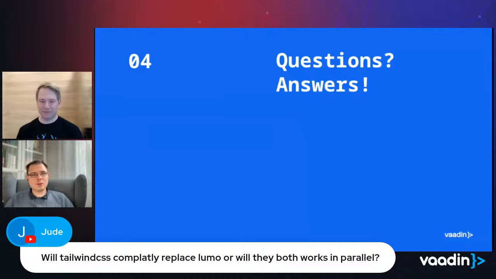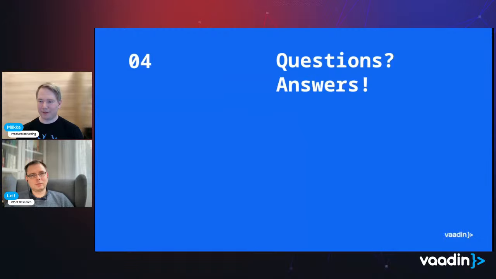At the same time, the existing CSS for Lumo doesn't disappear anywhere. You might have to explicitly, or actually you already today need to explicitly say that this CSS should be loaded. You will need to do that in a slightly different way, but it will remain for the foreseeable future. All right.